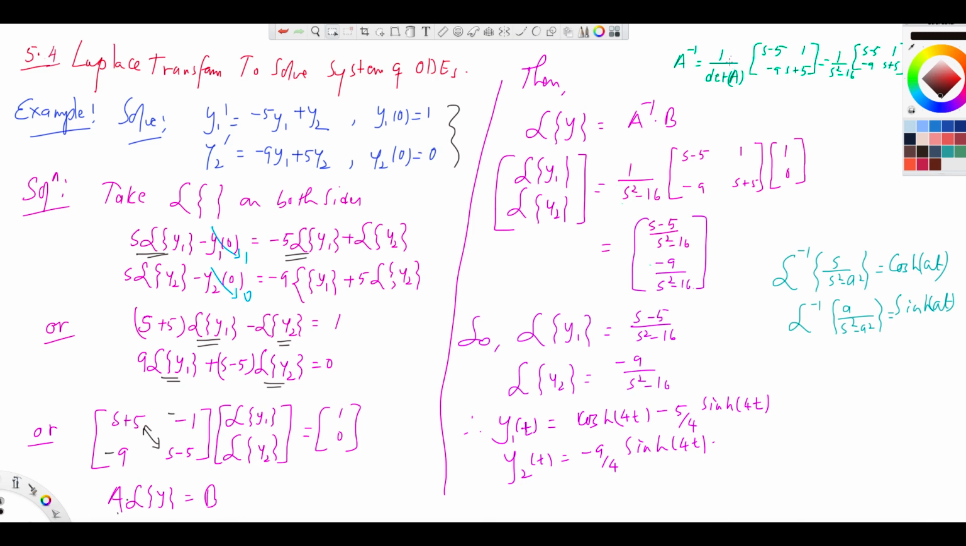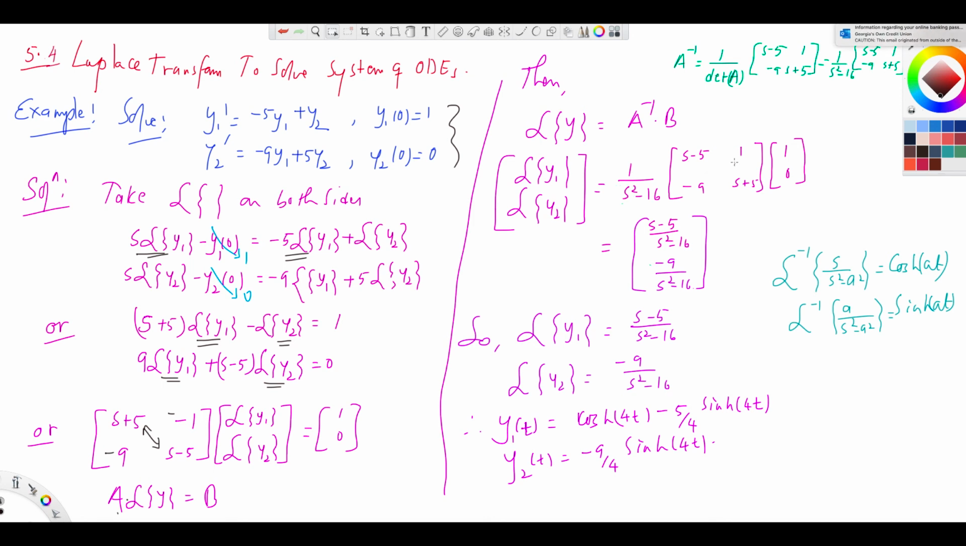So what I get is 1 over the determinant of A. That's the formula for the inverse of a 2 by 2 matrix A. 1 over the determinant of A, and then you swap those two. You get s minus 5 goes here, s plus 5 goes here, and you multiply this by negative, so it will be plus 1. This will be negative 9. You see that? That's what you get.